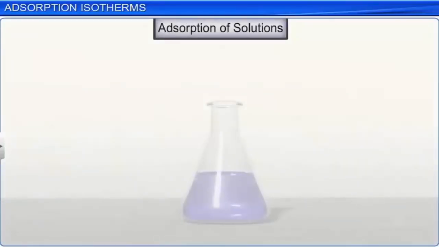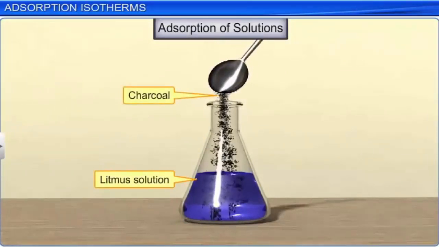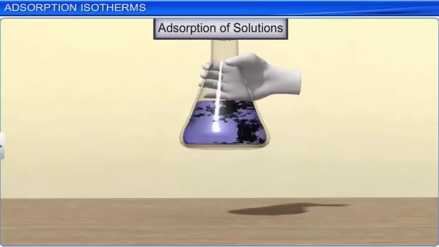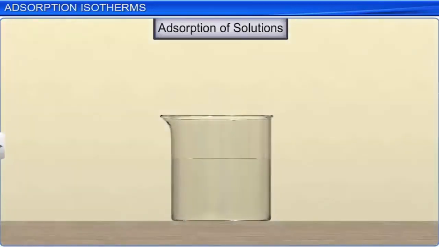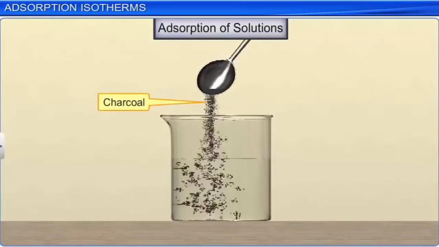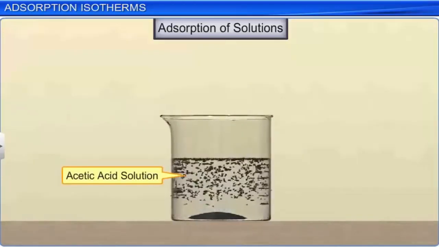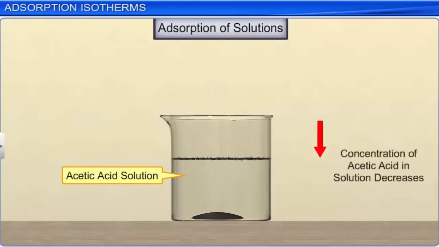Let's verify this with an experiment. Take a litmus solution and add charcoal to it, and then shake it thoroughly. You will observe that after some time the litmus solution turns colorless. This is because the dye of the litmus solution is adsorbed by the charcoal. Similarly, when activated charcoal is added to a solution of acetic acid in water, part of the acetic acid is adsorbed by the charcoal and the concentration of acetic acid in the solution decreases.